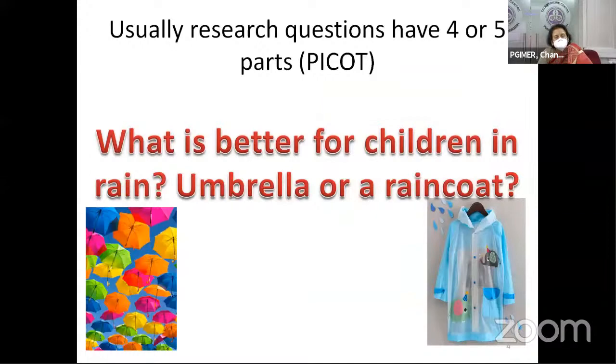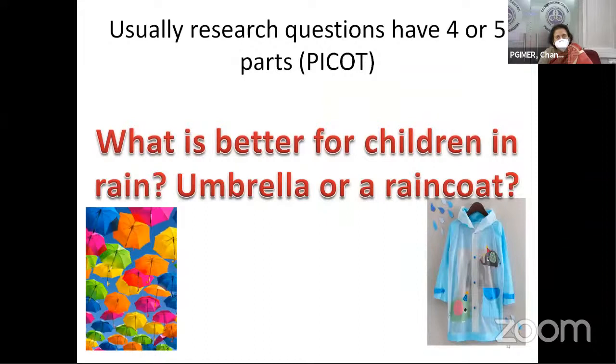How you're going to address this question will depend on what kind of study design you will do. Whether you will take 100 children, give some an umbrella and others a raincoat, send them into rain, and then find out what effect it has had on wetting them, or what is their own experience about this. So those are the outcomes which have been used in that particular situation. So every question, whichever you think about, I thought of a simplistic question, but you can think of many complex questions. And every question has 4 or 5 parts.